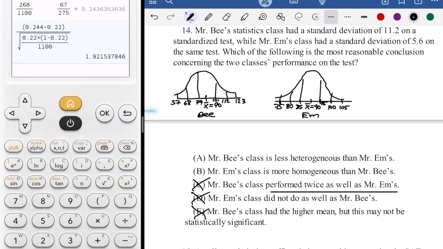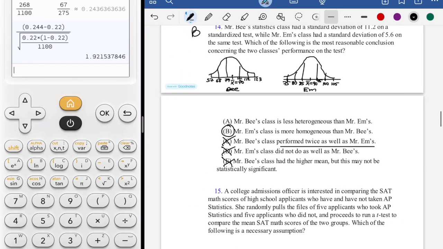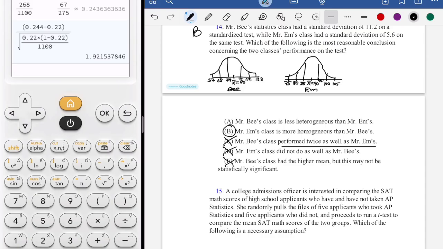And again, it's the wordiness of the problem that's kind of designed to confuse you. Mr. M's group is more tightly grouped than Mr. B's, so that's going to be the more homogeneous set. Mr. B's class is less tightly grouped, because heterogeneous is considered the opposite. So that's really contradictory, so that wouldn't be the correct one. So it would be B. They try to get you with the wordiness of it, but it's really all about the variability.